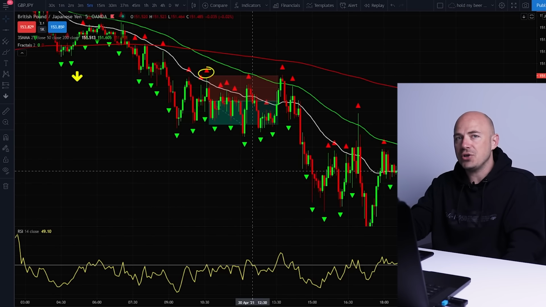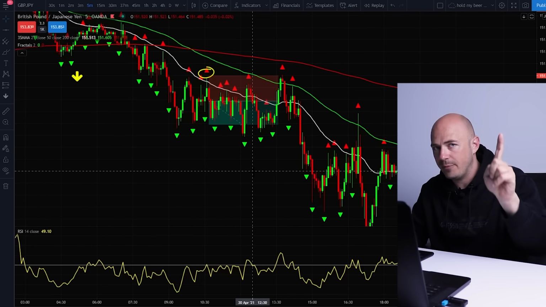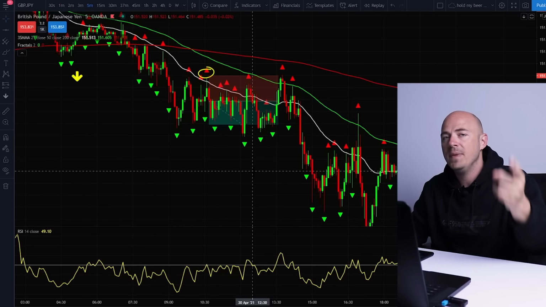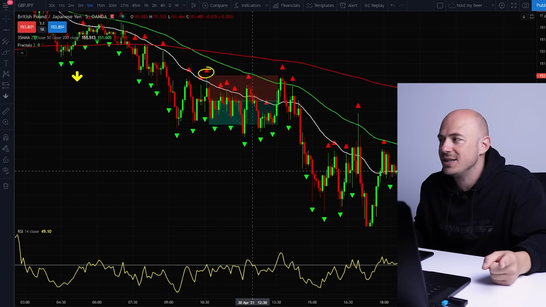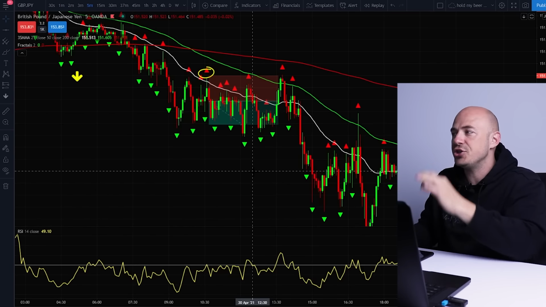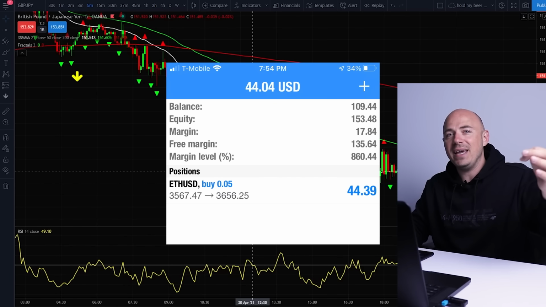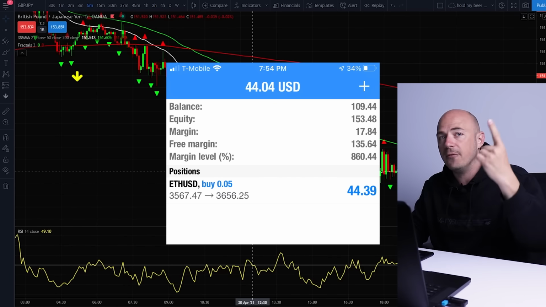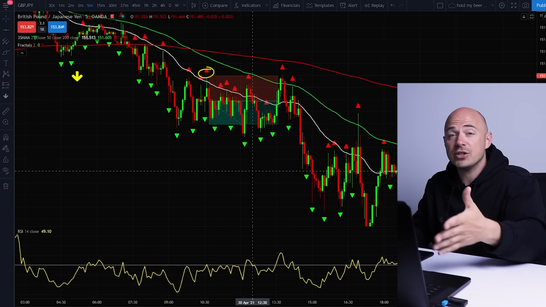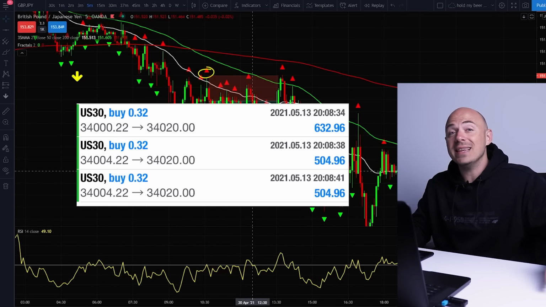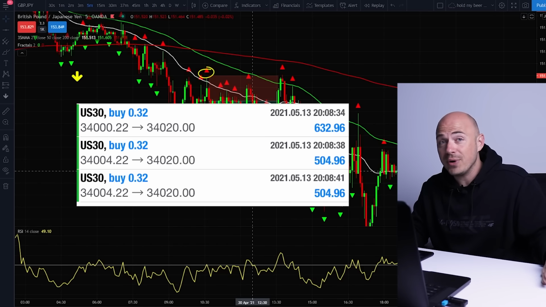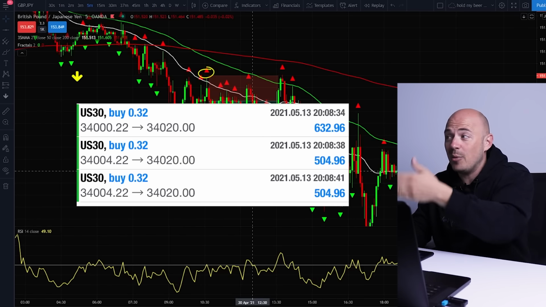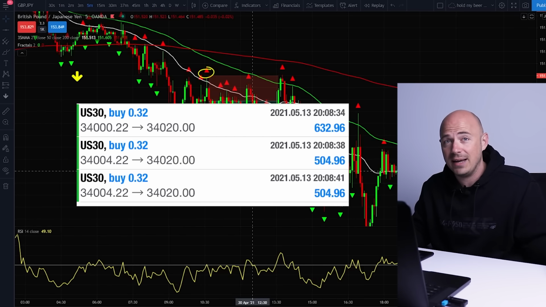I actually used this strategy yesterday. I have two accounts. I have a big boy account and I have a baby account. The baby account has $100 in it, and I used this strategy trading Ethereum, and I ended up making nearly 50% of the entire account balance off of one single trade. I also traded US 30, and I made $1,100 in like 3 minutes using this strategy, scalping this strategy on a 1 minute time frame.